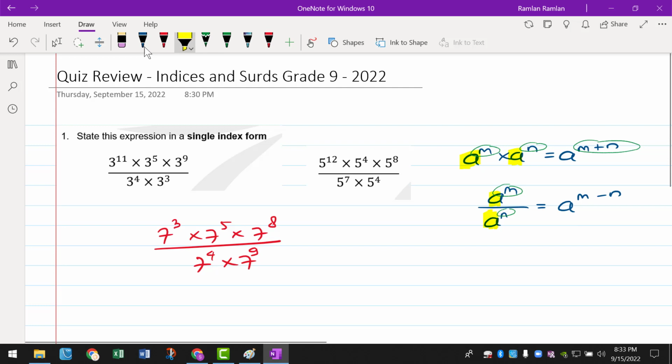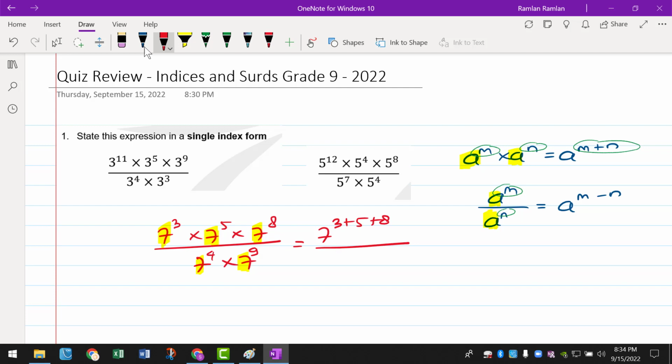Okay, so in this question all of the bases are the same, and they're being multiplied. Let's focus on the one on the numerator first. That will be just 7, and then you only need to add the powers because all of them are being multiplied. So it's just 3 plus 5 plus 8.